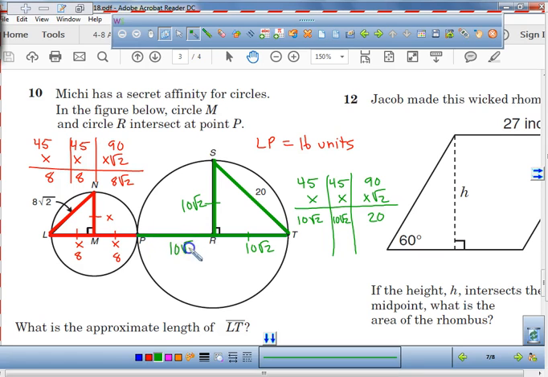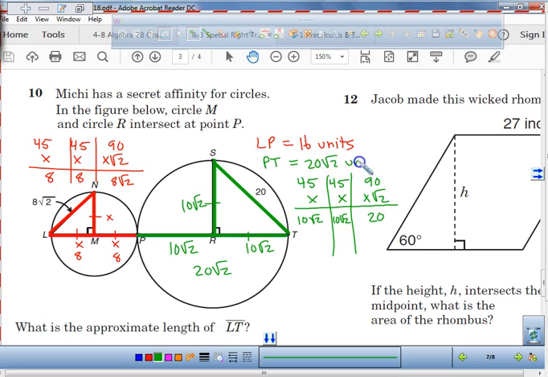Now, are these like terms? Can you add those terms together? Absolutely. If I have 10 radical 2s and I add another 10 radical 2s, how many total radical 2s do I have? 20 radical 2s. Which is your distance from what? P all the way to what? From P to T is a total of 20 radical 2 units.